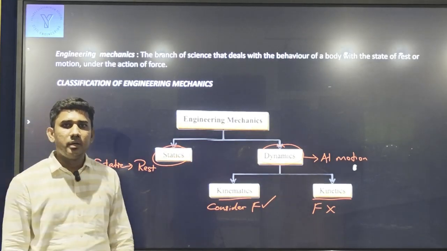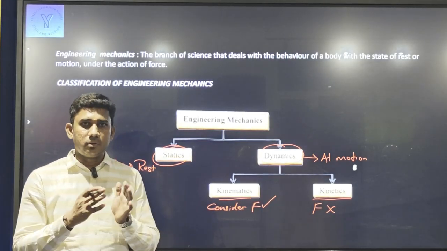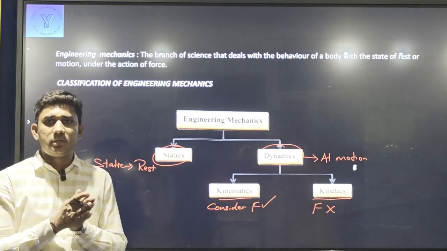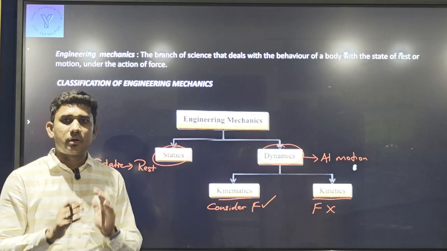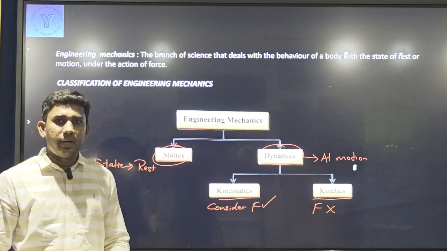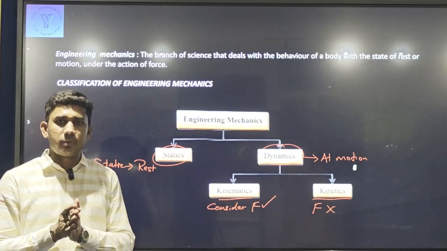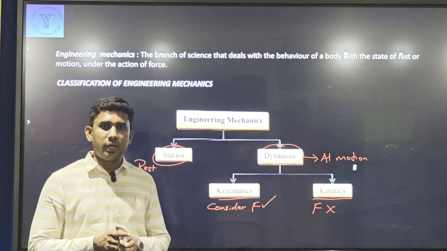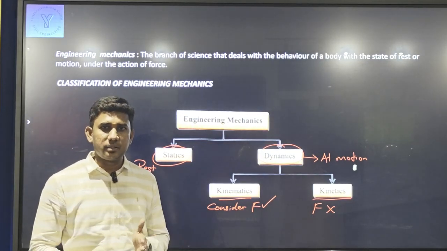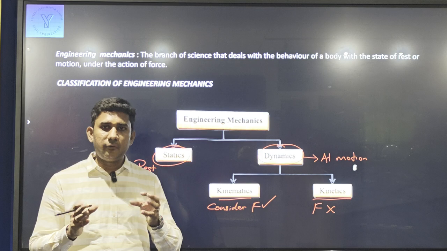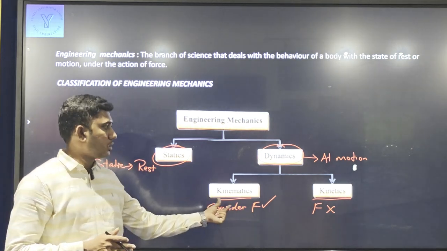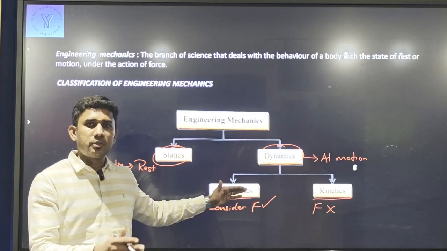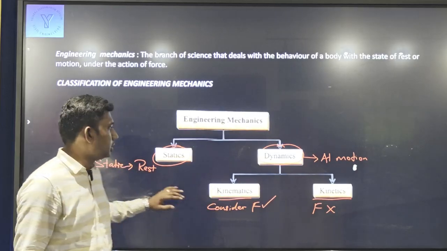To quickly summarize the slide in a nutshell, the branch of science which deals with the study of an object or a body which is at rest or in motion is called engineering mechanics, and it's broadly classified into two types: statics and dynamics. Dynamics is subdivided into two more types, kinetics and kinematics. To give a brief differentiation, in kinetics the force is not considered; in kinematics, the force which causes the motion is considered.